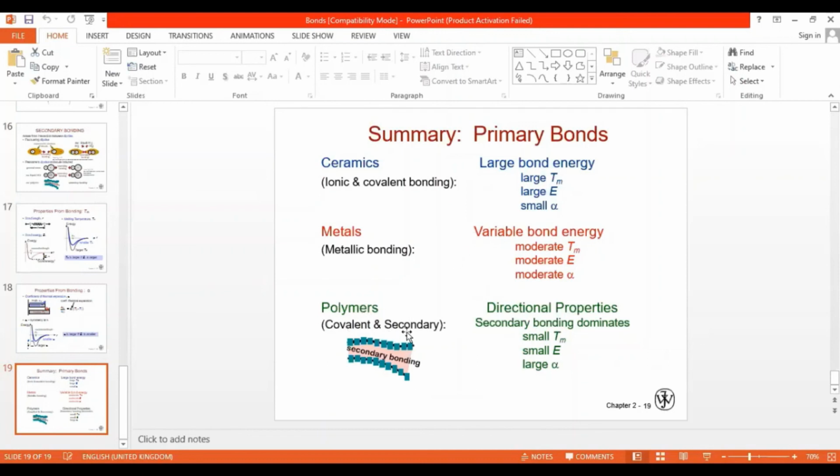And polymers: covalent and secondary. They have both covalent bonds as well as secondary bonds, meaning dipole and so on. Directional properties, I will explain in the polymer section. Secondary bonding dominates, so the primary bond is next to the secondary bond; the dominant features are acquired from the secondary bond. Small melting point, small E, and large alpha.